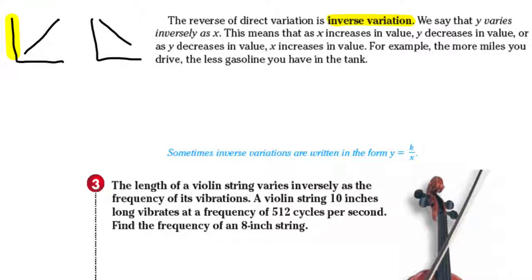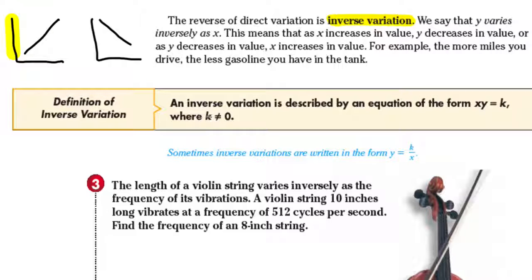Okay, so going back here, for example, the more miles you drive, the less gasoline you have in the tank. That's a perfect example of an inverse variation problem. And if we define inverse variation, an inverse variation is described by an equation of the form xy equals k, where k is not equal to 0. Sometimes inverse variation is written in the form y equals k over x if we solve for the variable y, wherein we divide both sides by x. So that's the first equation that we need to know when you talk about inverse variation problems.